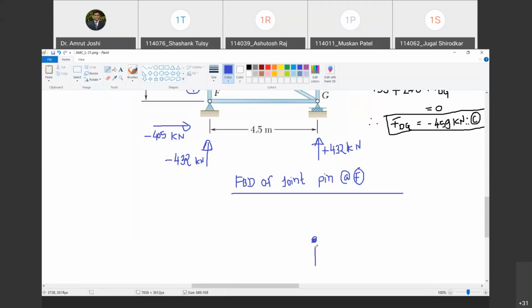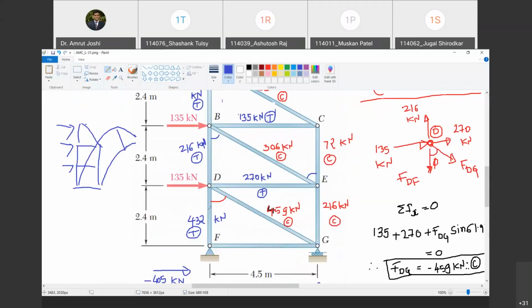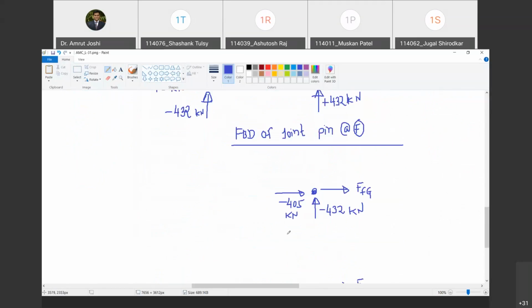So it is upward minus 432. Do you agree with me? Yes. Then towards right, you are going to have minus 405 kilonewton. Happy? Yes, sir. And then force in member FG, I am going to consider it as tensile in nature. And force in member DF is 432 tensile. No issues. Are you with me? Yes, sir. 432. And now what should I apply?